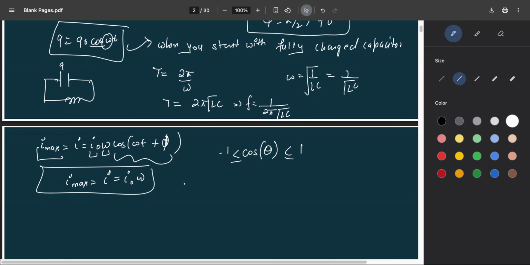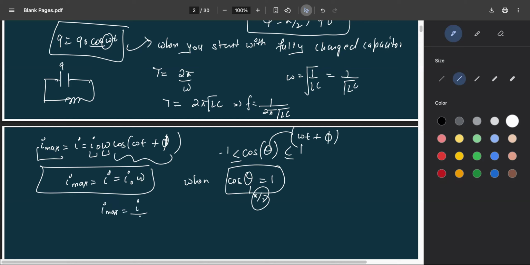Understood? When something inside this cos theta is 1. Why this theta? This theta I'm saying is equal to omega t plus phi. This theta should be something, and actually you know the value of this theta, that is pi by 2 or something around it. I'm really not sure of it. But yes, what is omega? So you can say I max comes out as I by under root LC.